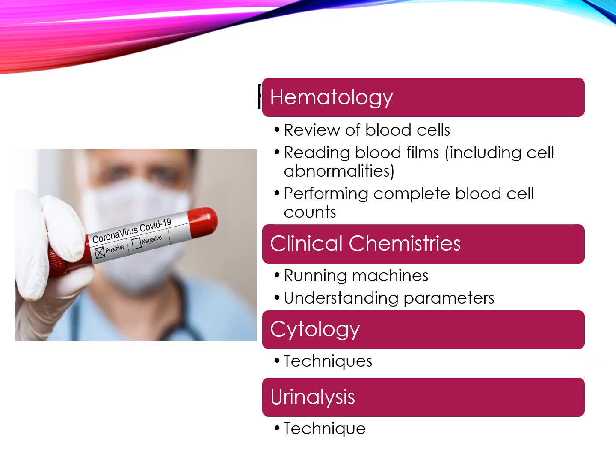During this course, you will learn about the components of blood, the different types of cells, looking at and making blood smears, and also performing CBC differentials or CBC complete blood counts. You'll be talking about running chemistries on your machines, what the different chemistry assays do, understanding the parameters of those, different techniques used in cytology and obtaining samples, and the technique or procedure of running a urinalysis.